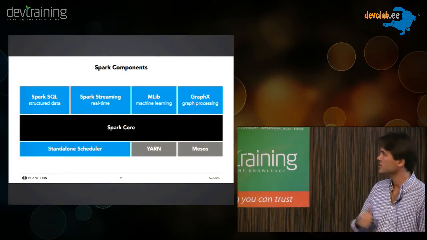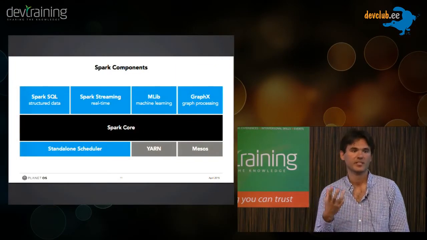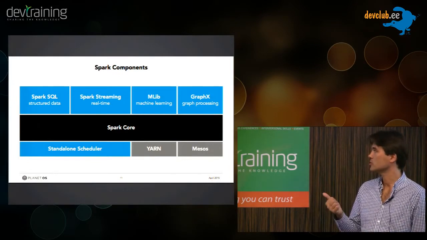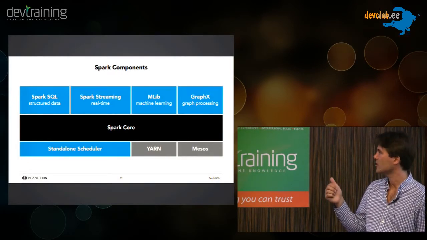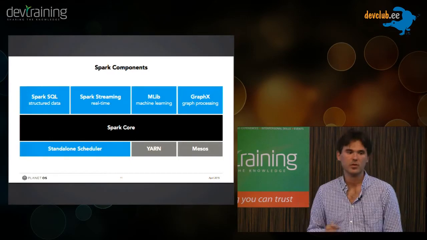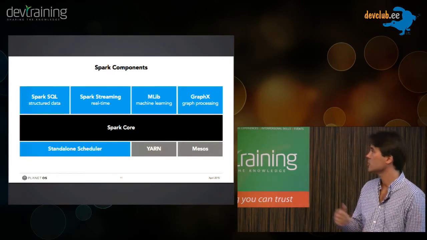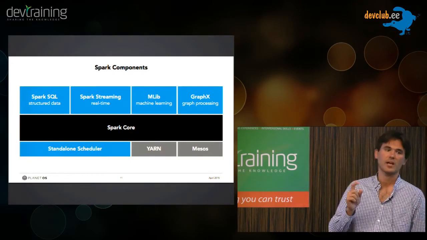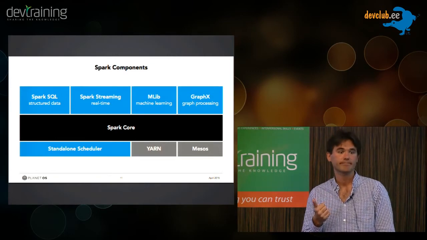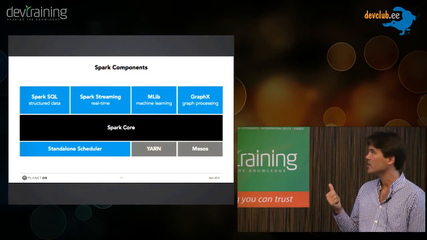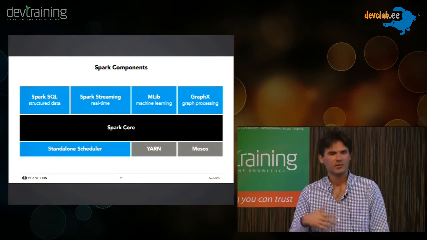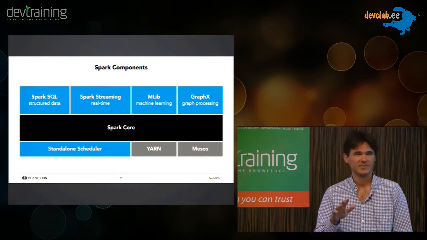Spark consists of the Spark core, which is the main execution engine. It works on top of these schedulers, either Yarn or Mesos, or it has one of its own. And on top of Spark core, there are relatively small libraries for implementing Spark SQL, and Spark streaming for processing data in real time. Real time in case of Spark means seconds.